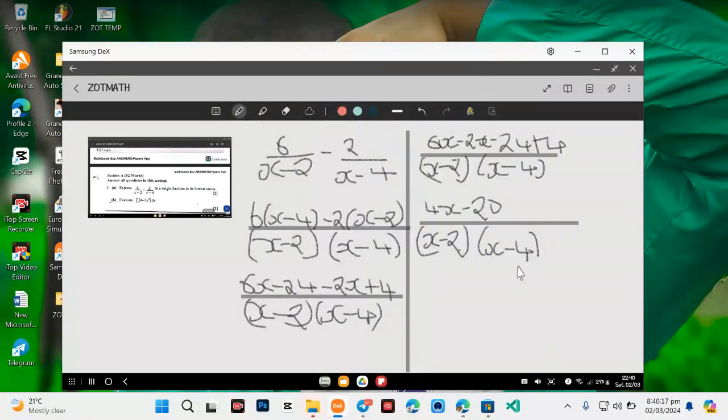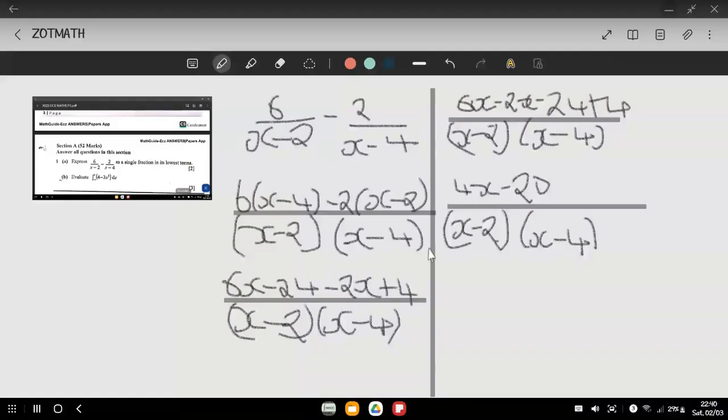Do you know that this can be simplified further? We can simplify this further by saying, let me just show you. Here, 4 is common. So 4, open bracket, 4 into 4x, it's x. Then minus what? 4 into 20, it's 5.